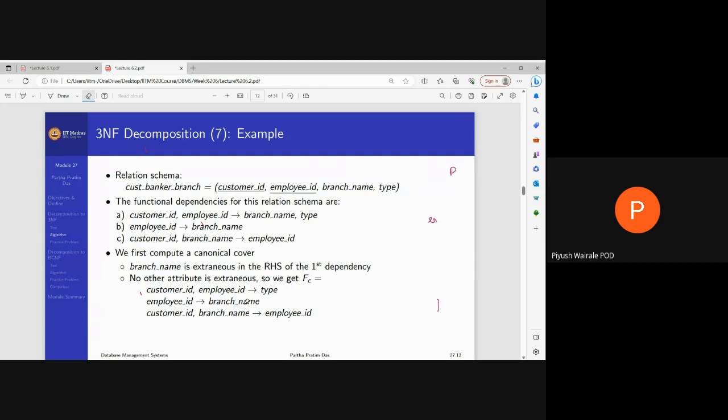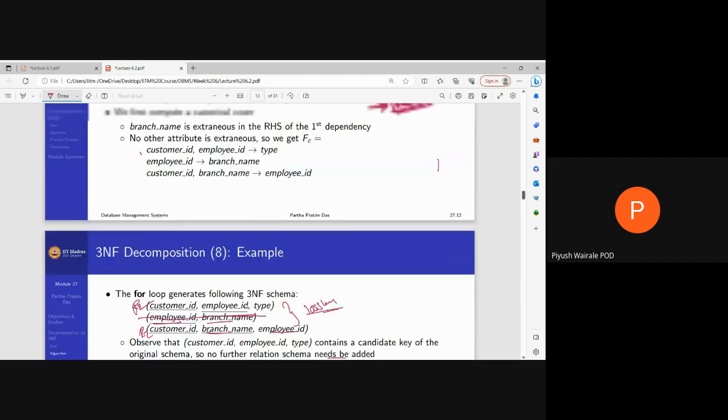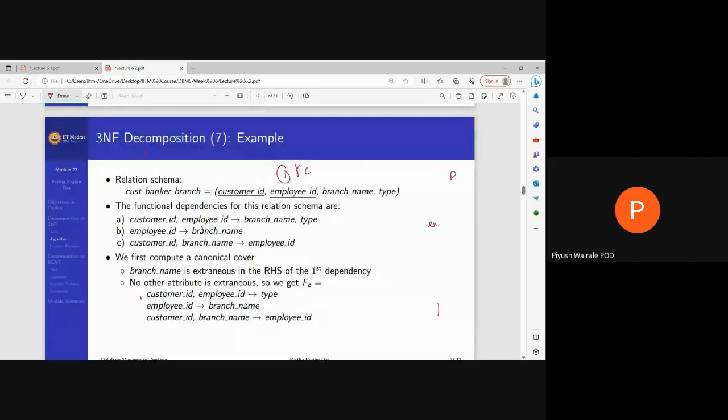So this is the one method: find out the canonical cover, then make relations for each of the functional dependencies and see whether there is duplicacy of schemas or not, and remove that. Now if we go by our first method in this case, what is the candidate key here based on these functional dependencies? It's already given, right? This one.